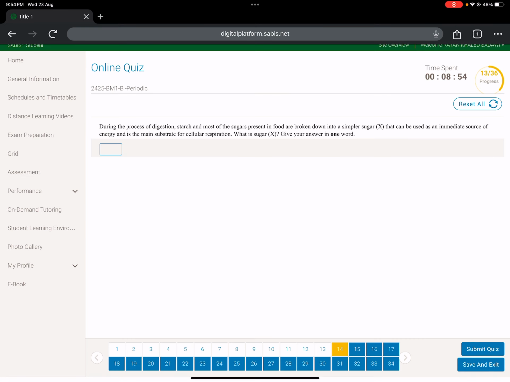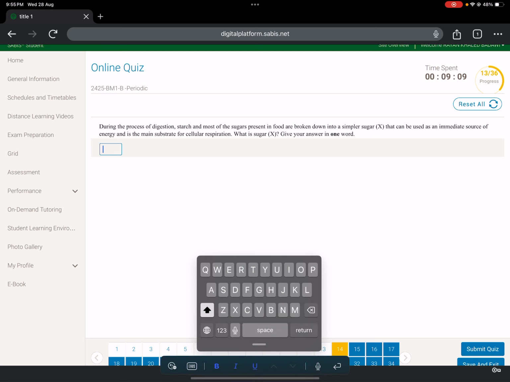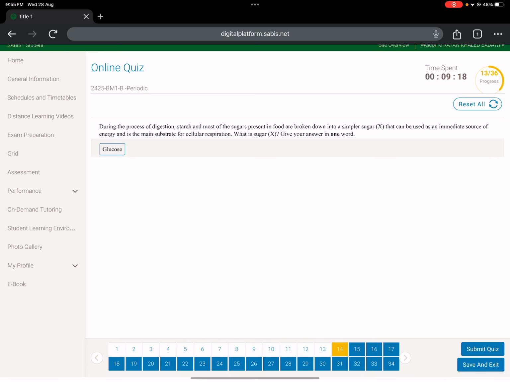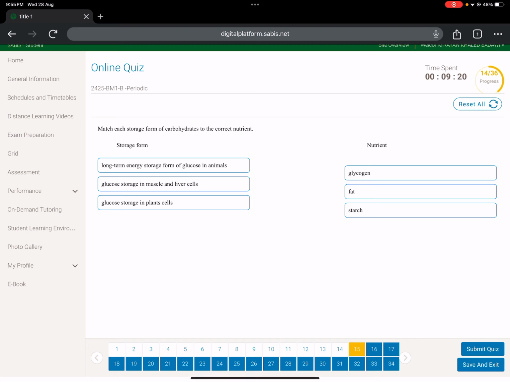Okay, during the process of digestion, starch and most of the sugars present in food are broken down into the simple sugar X that can be used as an immediate source of energy and is the main substrate for cellular respiration. What is sugar X? Remember cellular respiration, what were the reactants? Glucose and oxygen, and then we release energy, carbon dioxide, and water. So the sugar is going to be glucose. And remember, glucose comes when we break down carbohydrates.